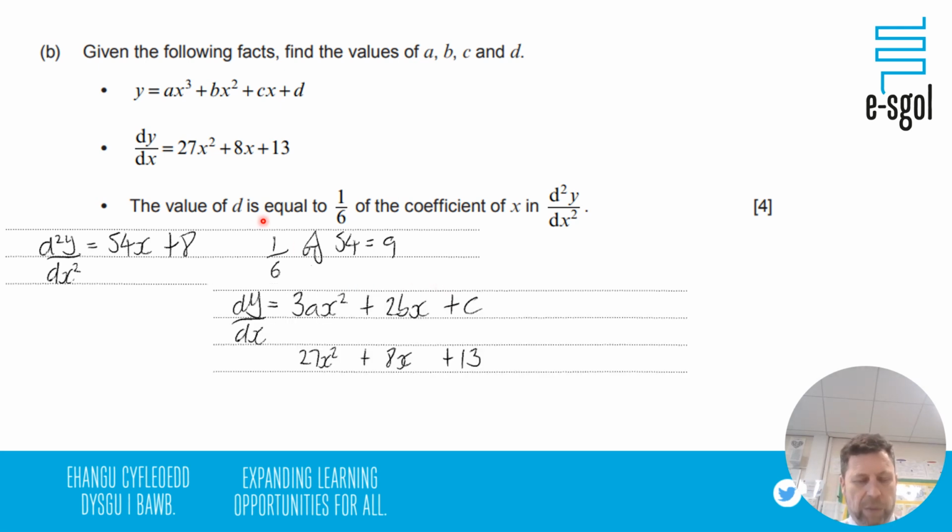Now my next line is talking about dy dx, which I spoke about at the start of this question. I've lined them up to help me see what's going on. Now you might be able to work out that 27 is worth the exact same as 3a, and that 8 is worth the exact same as 2b, and that c is worth 13. So from that, 3a is worth 27, a is worth 9, and from this bit, 2b is worth 8, b is worth 4, and c is worth 13. Now, all the years I've been doing this, they do give you answer boxes, so you'll be able to see the answer boxes behind me there. Giving you the answers: 9, 4, 13 and 9 on the end.